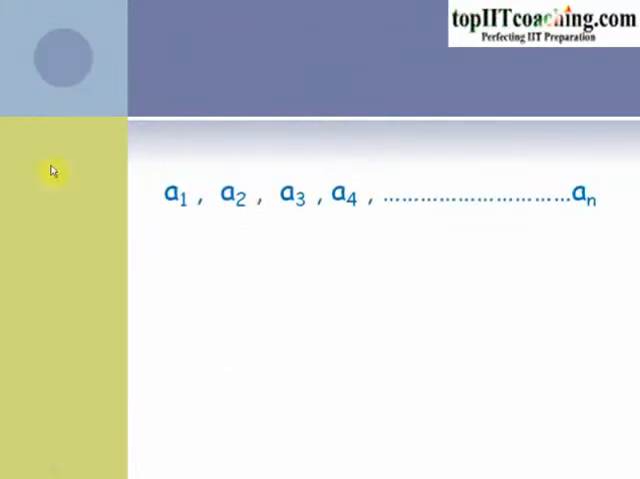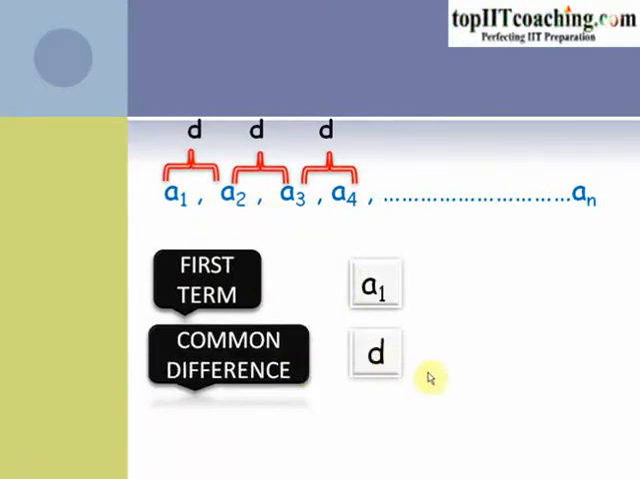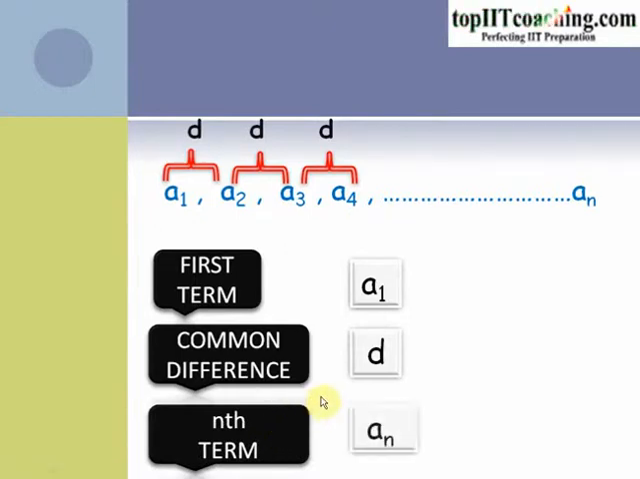Now, let us say that we have an AP in which A1, A2, A3, A4 and so on up to AN represent the n terms of this AP. The difference between A2 and A1 would be equal to D. The difference between A3 and A2 would be equal to D. The difference between A4 and A3 is equal to D. So here D is the common difference. The first term is A1, the common difference is D, and the nth term is given by AN.